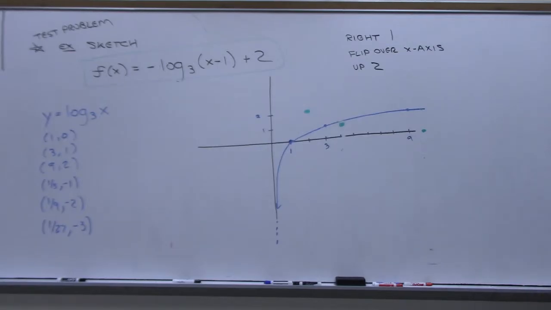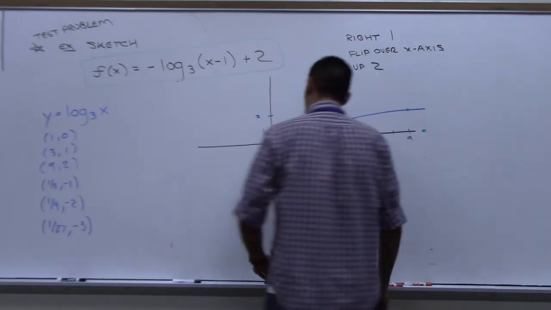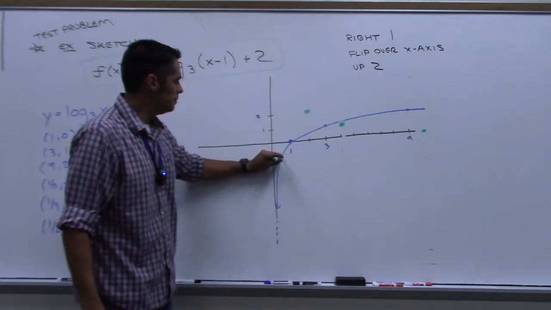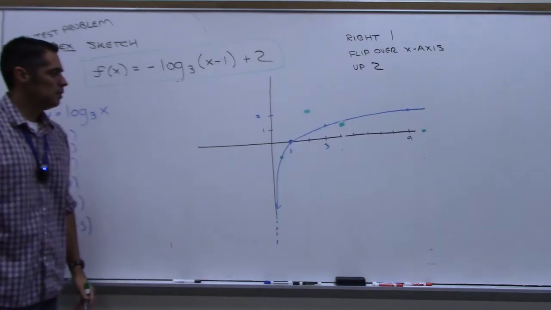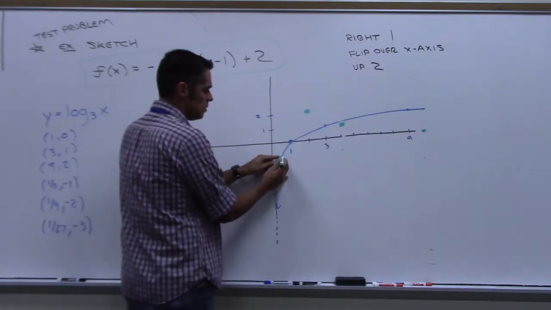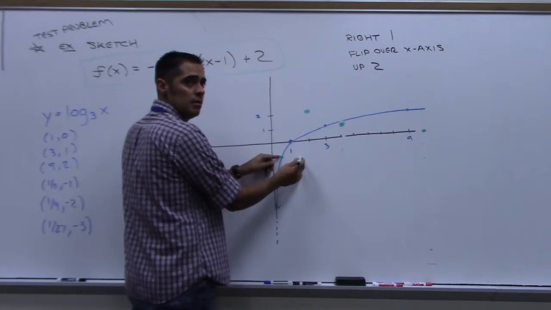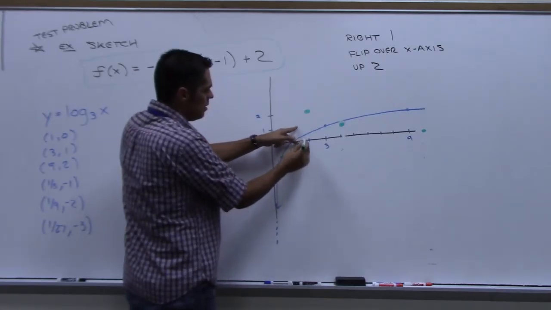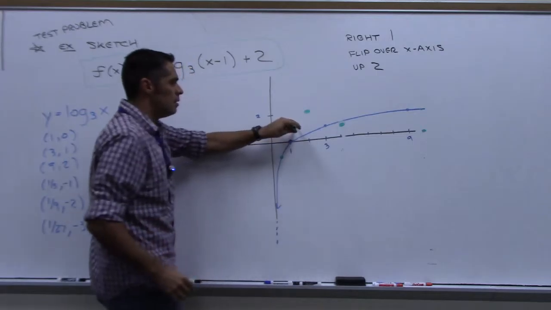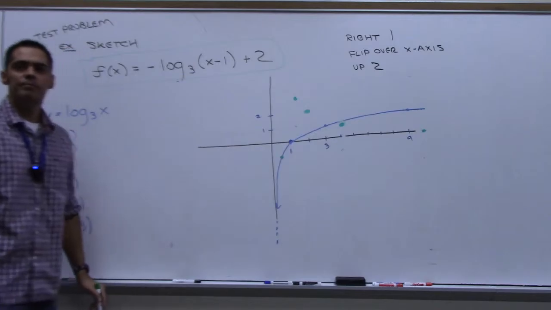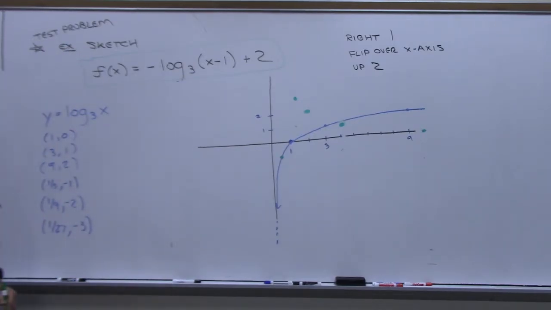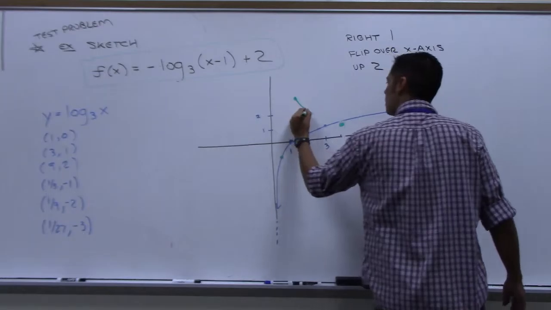Is that enough for you to see what it does? How about we take this point right here? Move it to the right 1. What about here? Flip over the x-axis. About here, and then what? Up 2. Somewhere around there. Can you all see it or not? Yeah. Okay, it's going to look like this.